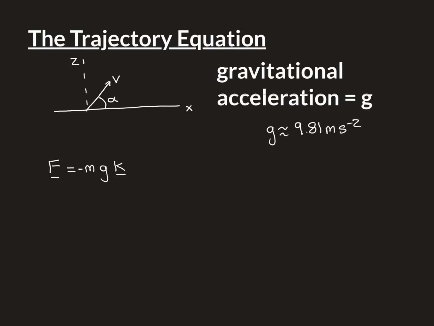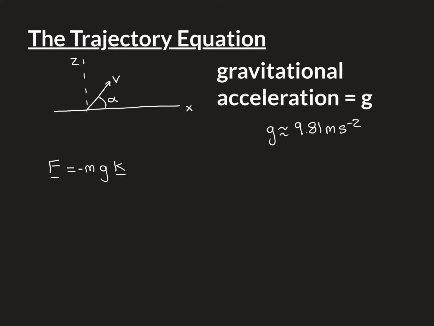Once it's gone, the only force that's going to be acting on it is gravity. So of course, to actually project it into the air, you would have to exert a force on it, but we're assuming that bit's already done, and now it's moving in this direction at that speed v. After that point, the only force that's going to change its motion is going to be gravity. So here's the equation for the force of gravity.